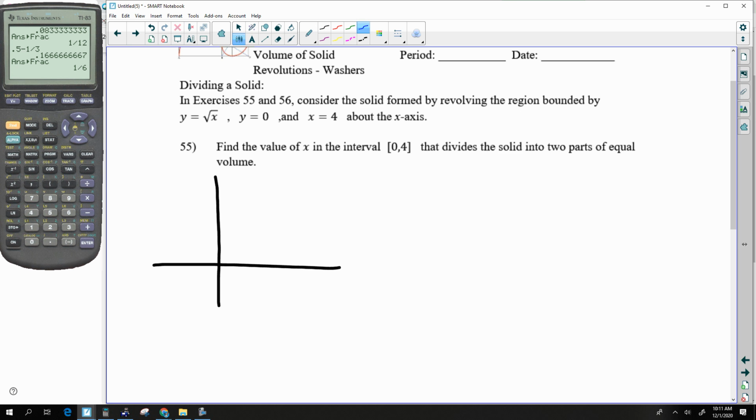So we have y equals the square root of x, x equals 4, and y equals 0. Around the x-axis, so this is going to be a dx style. So we're going to divide this into two parts.